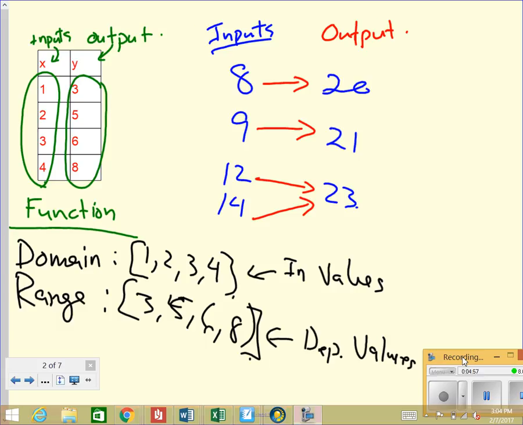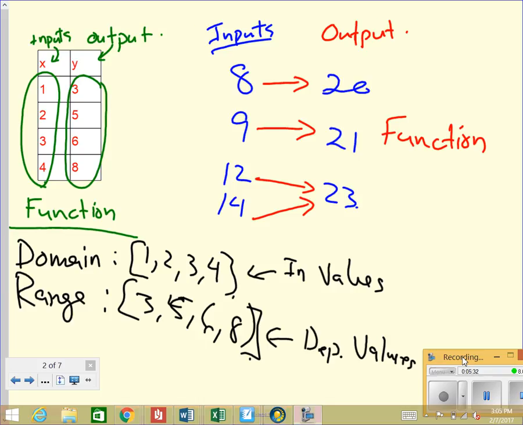It doesn't matter that there are two values for 23. I get 23 if I put in 12, or I get 23 if I put in 14. That doesn't really matter in terms of functions, as long as one input gives me one output. So in this case, this is very much a function. And it would have a domain of 8, 9, 12, and 14 and a range of 20, 21, and 23. So domain is all these independent values, and range is all these dependent values.